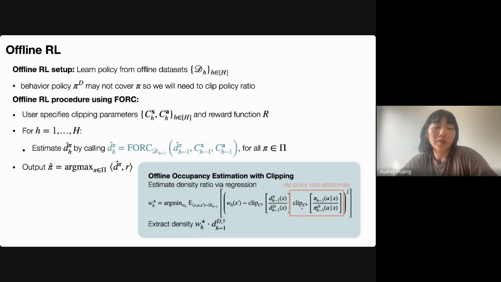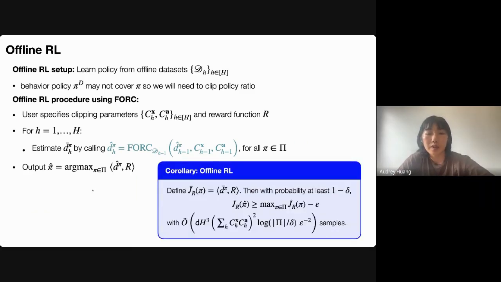And so the offline RL procedure using fork is just that the user specifies some clipping parameters, Cxh and Cah for all time steps, and a reward function R. And then from time step 1 through big H, we'll just estimate d bar h pi by calling fork on the input data set with the previous estimate d hat h minus 1 pi, and then the relevant clipping parameters. And then we output, again, the policy that maximizes the estimated expected return. So this is the result for offline RL.